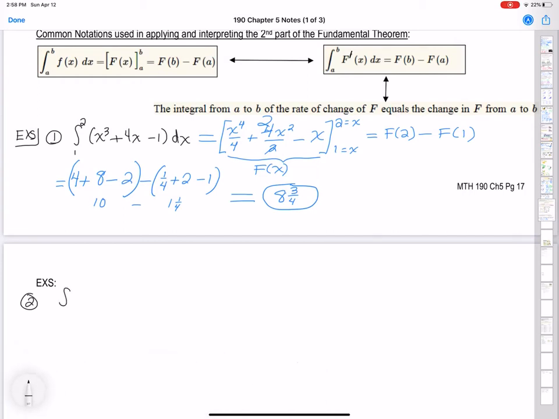So suppose we have our definite integral from 1 to 2 of (3x minus 2x squared plus x to the 5/2), all divided by x to the third, dx.